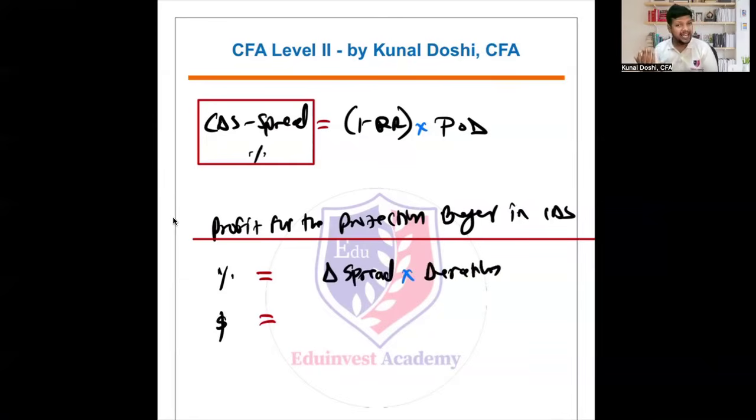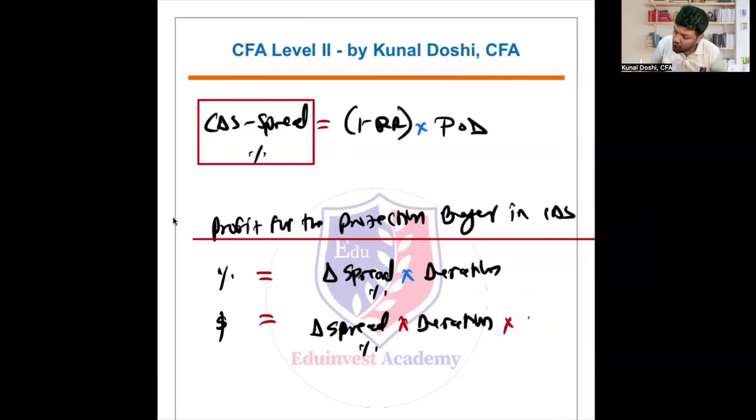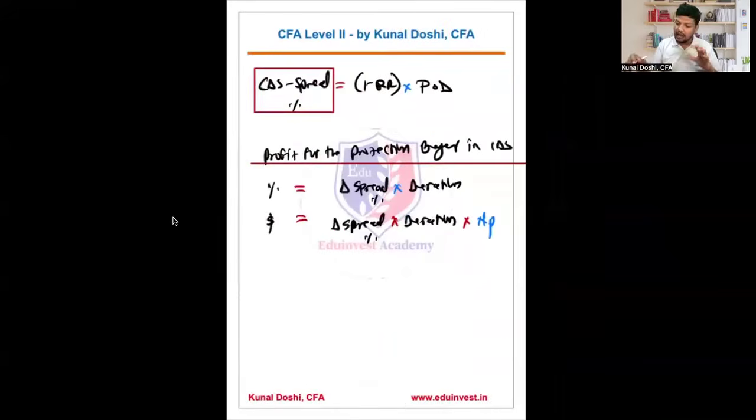And when I want to find it in dollar, I will do the same thing: change in spread, which is of course in percentage, into the duration. And since I want to find it in dollar, what you can do is multiply with the notional principal of the swap. So change in the spread times duration into the notional principal. That will give you the same answer in dollar. Okay, this is the second formula that you need to remember.